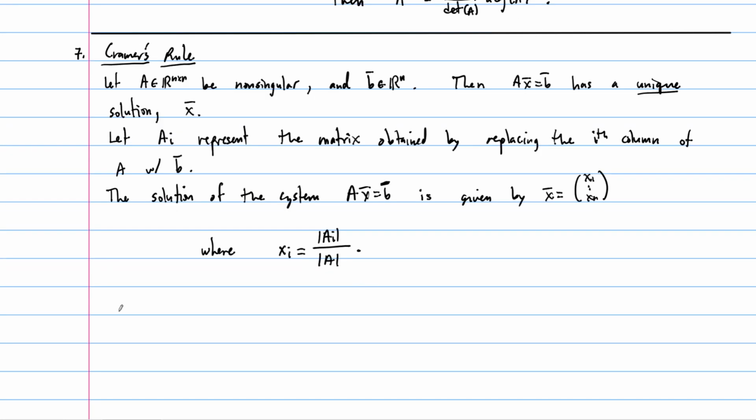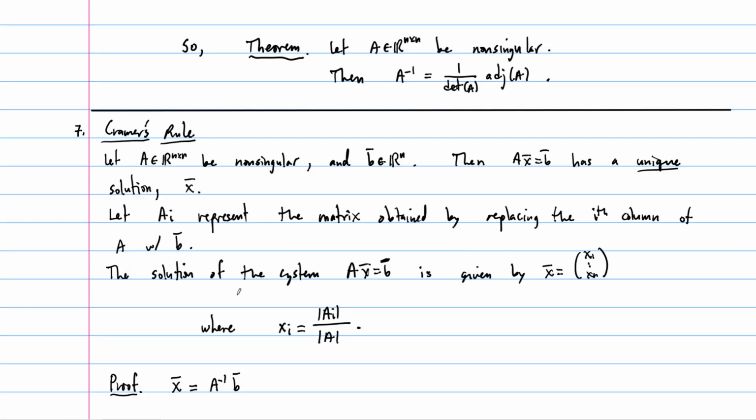All right, let's prove this one. This one can be done by a proof. We know that the solution vector, because A is non-singular, is equal to A inverse times B. Just multiply A inverse on both sides of your equation, and that'll isolate the X for you. But based on our previous work, we also have a formula for our inverse.